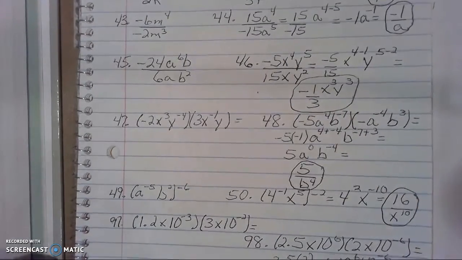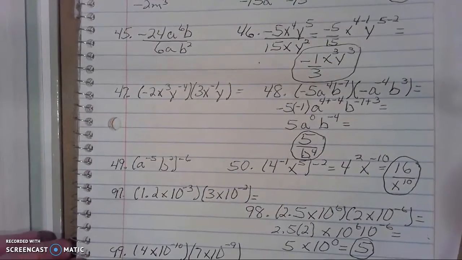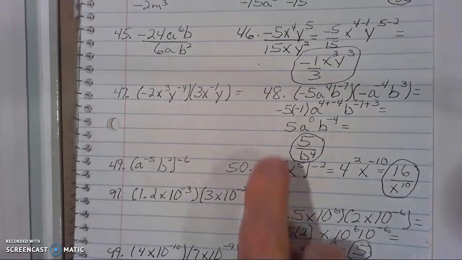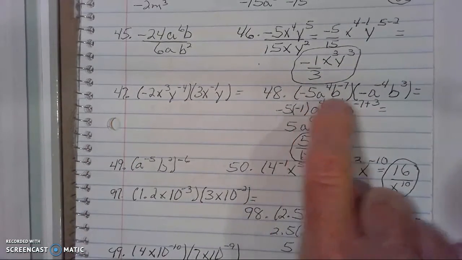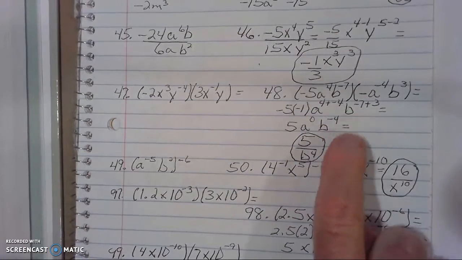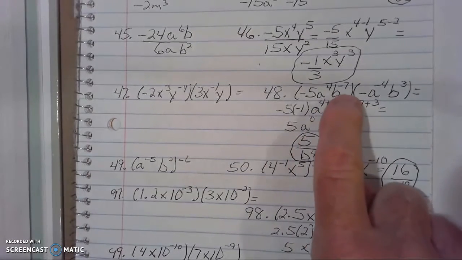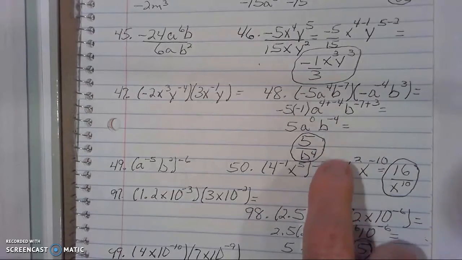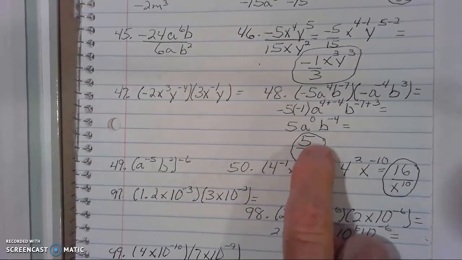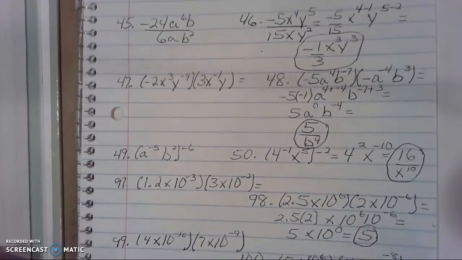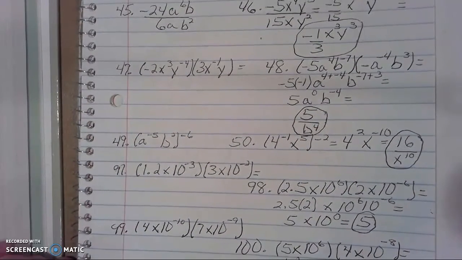And negative on that. Then 48, I multiply those two together. Negative 5 times negative 1 is 5. The a's, when I multiply together, I add the exponents, so it is 0. The b's, I multiply together by adding the exponents, b to the negative fourth. So 5, and then a to the 0 is 1. Then the b, because it had a negative exponent, moves to the denominator.